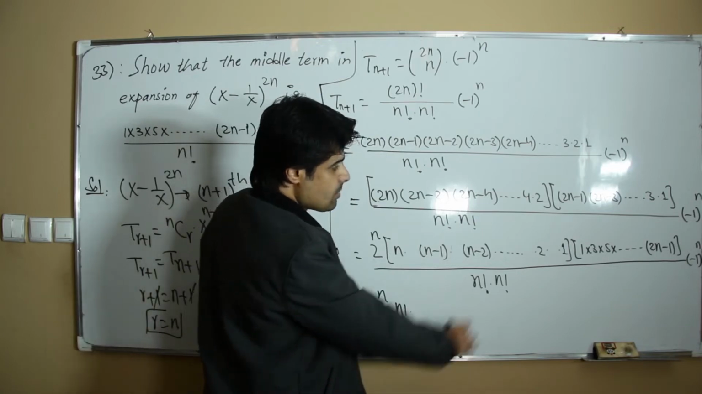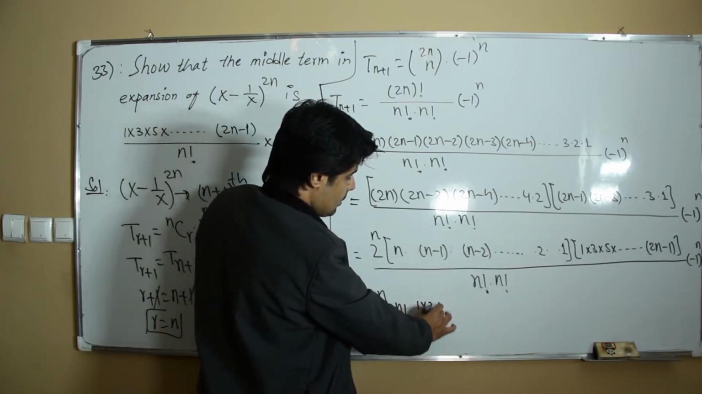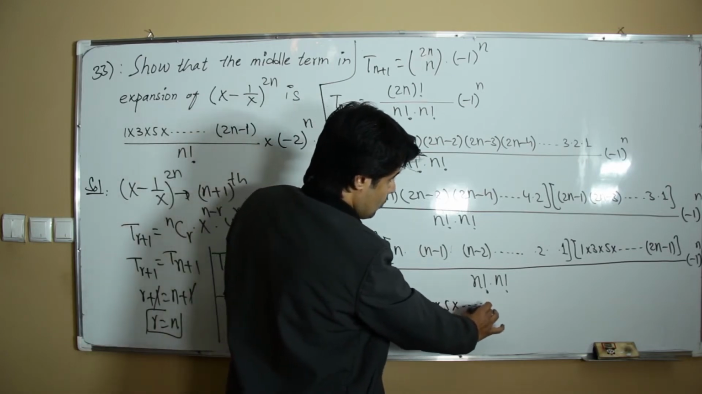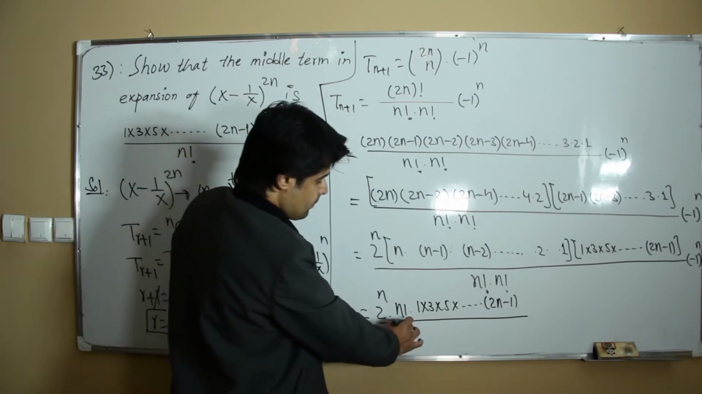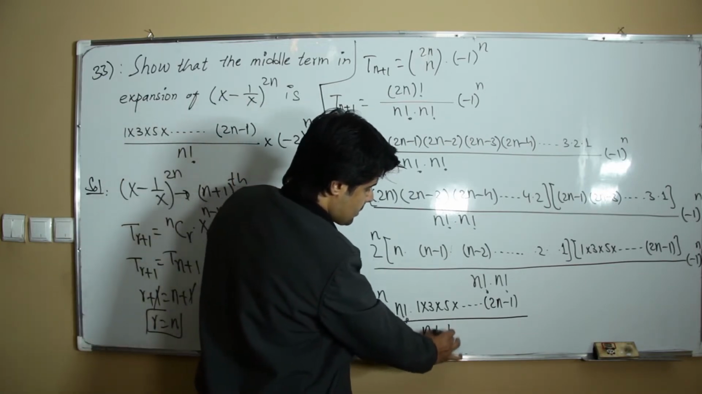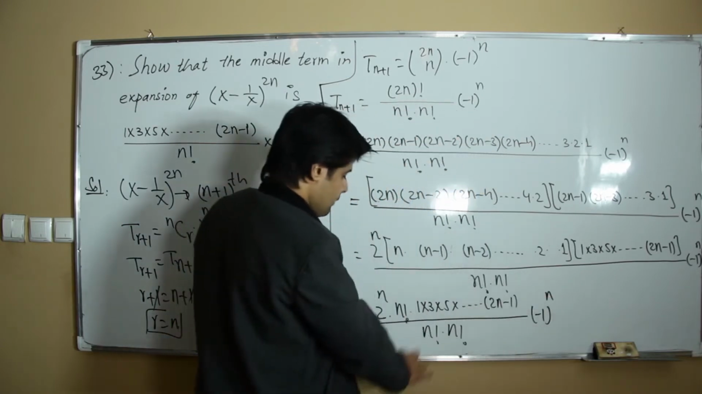Now the remaining is 1 times 3 times 5 up to 2n minus 1, divided by n! times n! times minus 1 raised to the power n. This is cancelled.